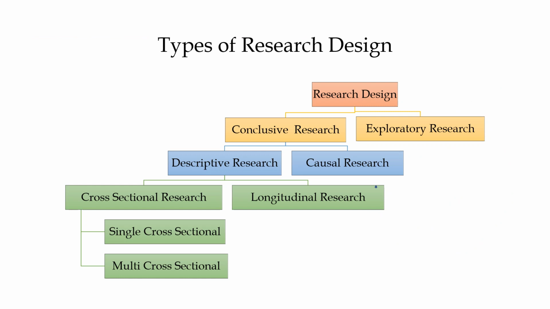So what are the various types of research design? Research designs are basically of two types: conclusive research and exploratory research. Further, conclusive research can be categorized into two types: descriptive and causal. The descriptive research is further categorized as cross-sectional research and longitudinal research. And further, the cross-sectional research can be categorized into single cross-section and multi cross-section. The types of research design are not part of this screencast. We will discuss in detail all the different types of research design in our next video.